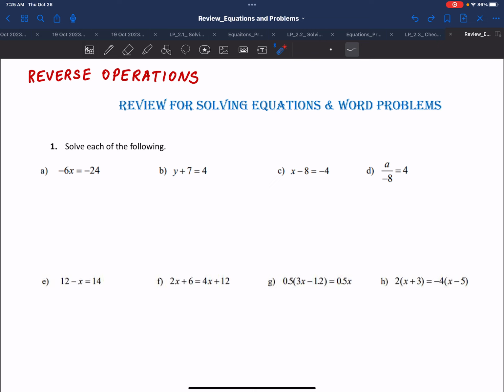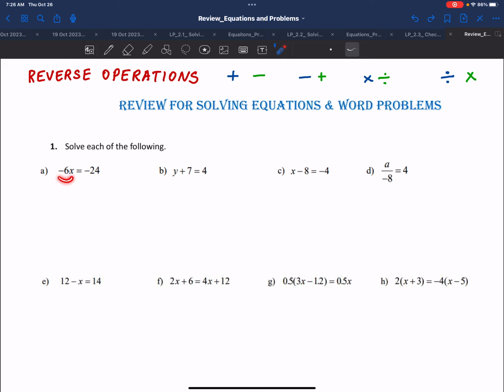What that means is that if we have a number added to the variable, then we subtract that number from both sides of the equation. If we have a number subtracted from the variable, we add that same number to both sides of the equation. If the variable is multiplied by a number, then we divide both sides of the equation by the number that is multiplying the variable. And if the variable is divided by a number, then we multiply both sides of the equation by that number. Now let's see how this works in the first 4 examples.